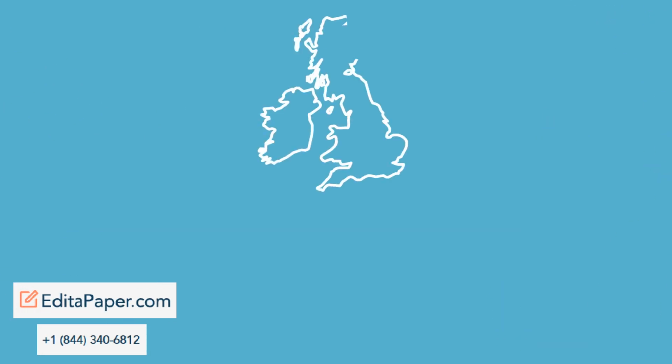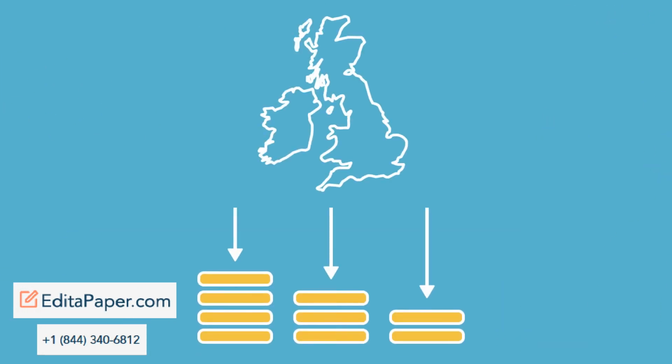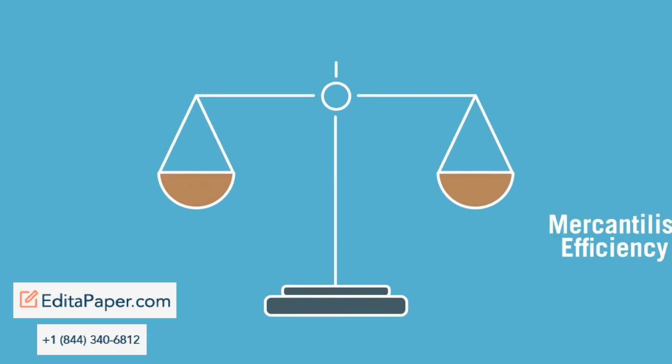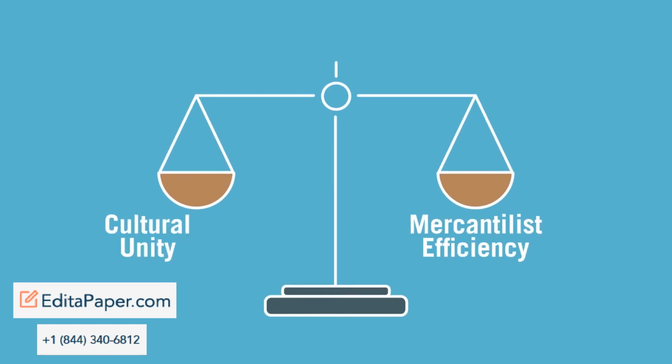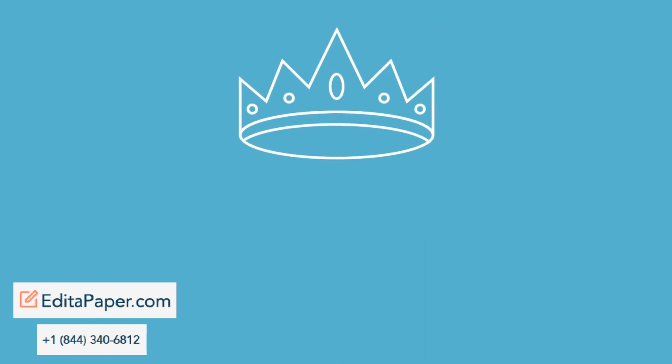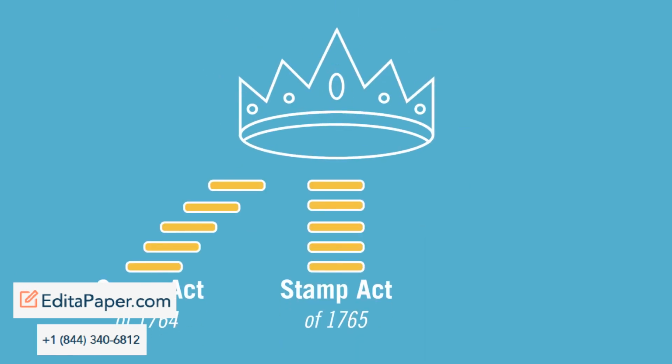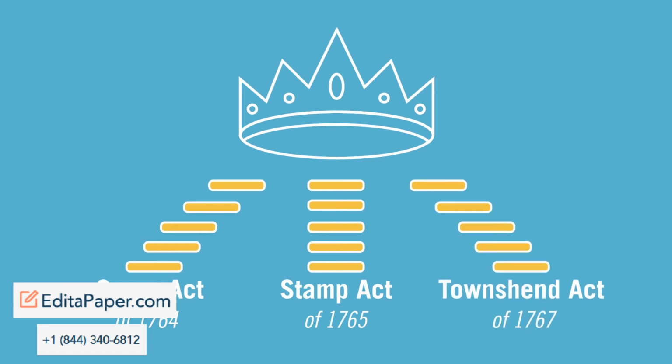Unfortunately, the war left Britain in massive debt. Following the war, the British Parliament was focused more on mercantilist efficiency and less on cultural unity within the empire. Almost immediately, the Crown imposed new taxes and new trade regulations on the colonists in an effort to help pay for the war. This included the Sugar Act of 1764, the Stamp Act of 1765, and the Townshend Acts of 1767, which all acted as revenue generators for the Crown.